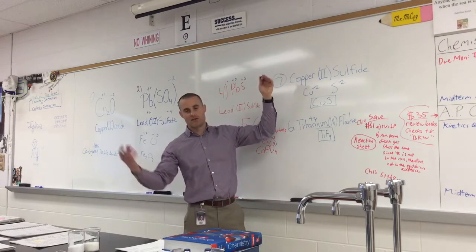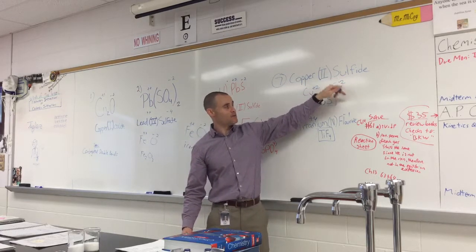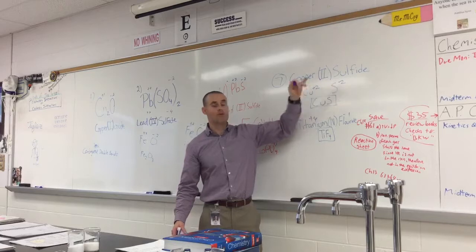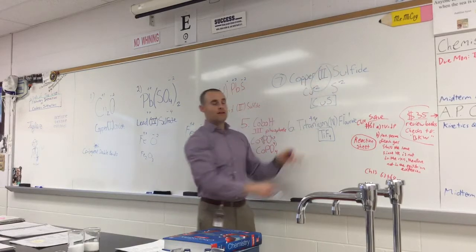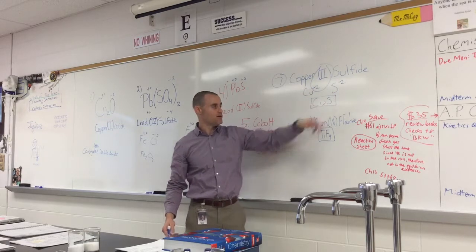Copper 2. It's not number 7. We just numbered them. Copper 2. Cu is +2. Sulfide again is -2. They have to add up to 0. Remember, this is related. The charge and the Roman numeral are the same. +2 -2, so 1 and 1, CuS.